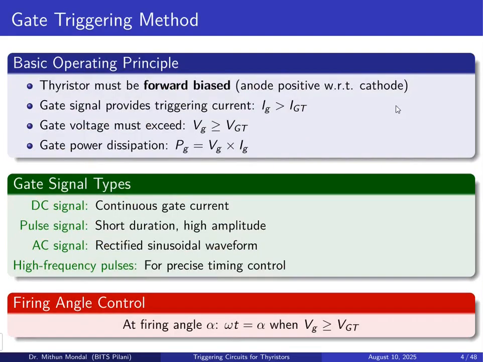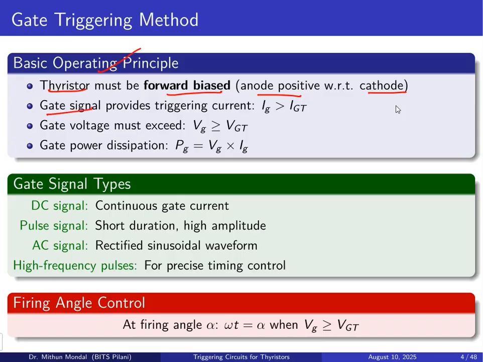The basic operating principle of gate triggering for a thyristor is that it must be forward biased. Unless the thyristor is forward biased, even if you apply the gate signal, the thyristor will not turn on. So what is the meaning of forward biased? We have seen that the anode will be positive with respect to the cathode, and a certain amount of voltage above the threshold limit must be given, then only will the thyristor be forward biased.